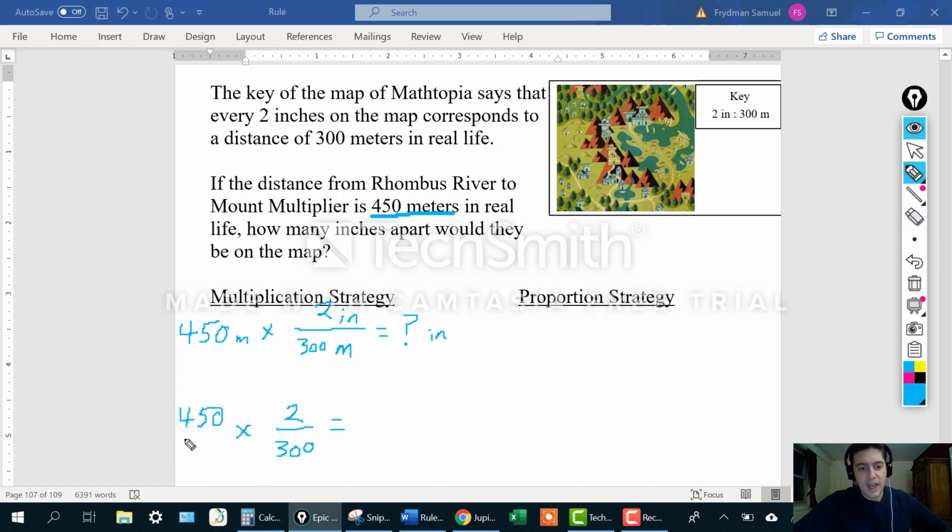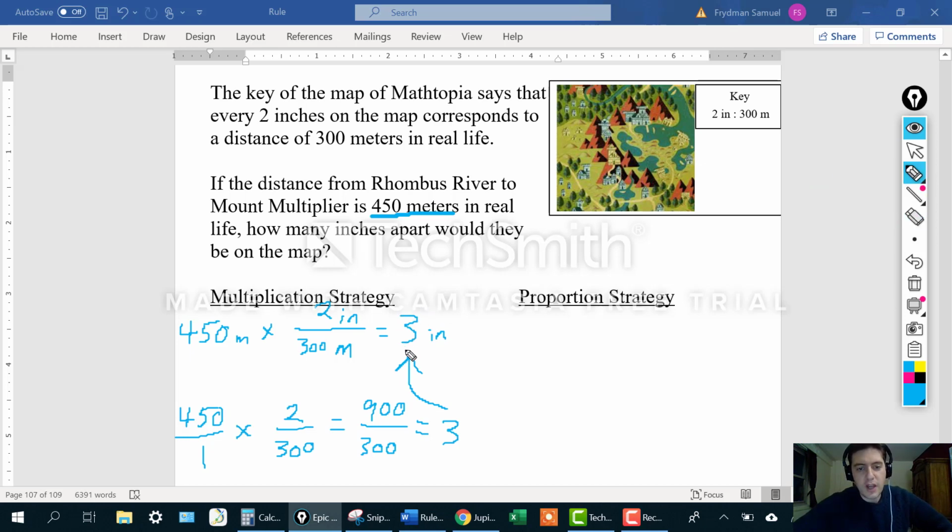We can, though, put a 1 under the 450, and then we're just going to multiply the numerators and multiply the denominators. So 450 times 2 is 900. And 1 times 300 is 300. And then 900 divided by 300 is 3. Okay, so that's what our answer is.